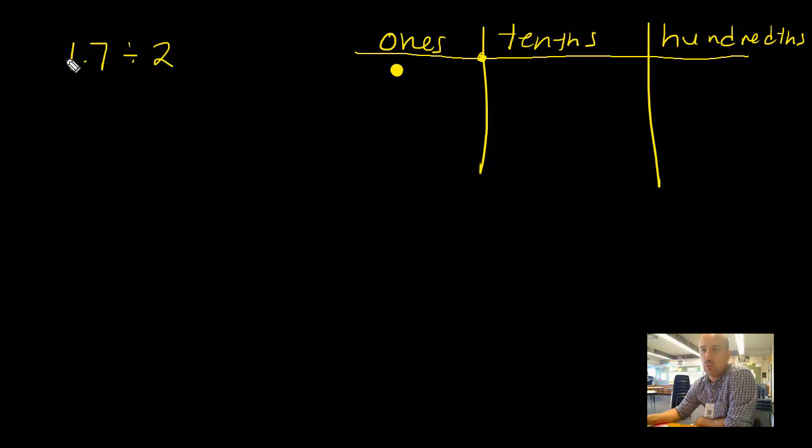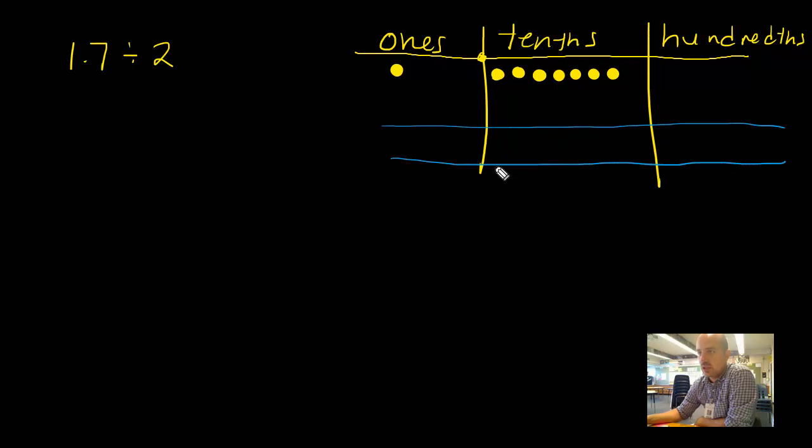So when I go ahead and do this, I'm going to give myself a disk here in my ones, because I have one disk in my ones and I have 7 disks in my tenths. So 1, 2, 3, 4, 5, 6, 7. And I'm dividing it by 2, so I'm putting it into 2 different groups. So I'm going to use a different color down here to represent my 2 groups. Okay, so if I'm trying to put this into 2 groups, I can't do that.